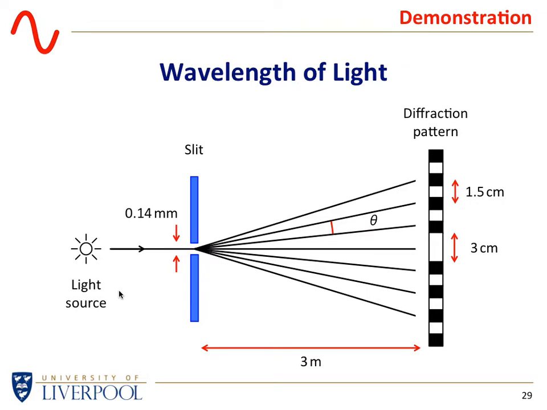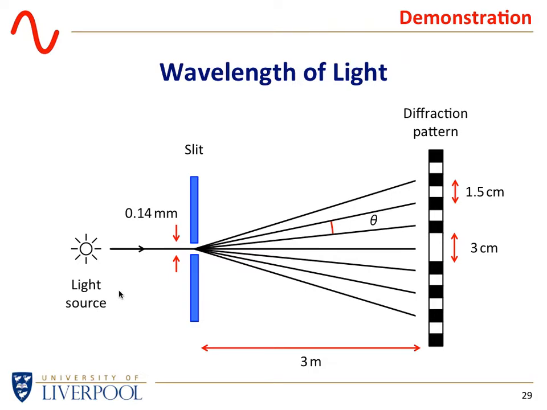So that distance is approximately 1.5 centimeters. We measured this bright spot in the middle, but what we're interested in is half of that, which is the 1.5 centimeters from one dark point to the next dark point in this zebra pattern of the diffraction pattern that we produced here.